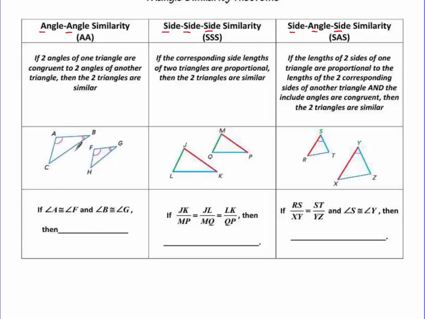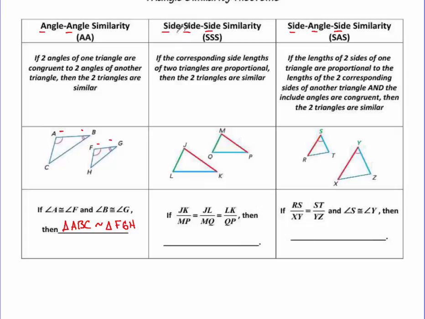So the first one, angle-angle similarity, says that if two angles of one triangle, so this one and this one, are congruent to two angles of another triangle, then the two triangles are similar. So if you just see that two angles are congruent to two other angles in a triangle, that's enough to say they're similar. So if angle A is congruent to angle F and angle B is congruent to angle G, then triangle ABC is similar to triangle FGH.